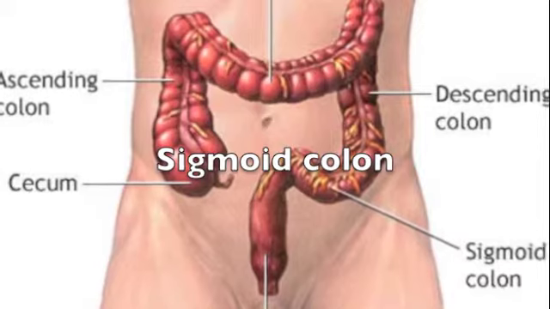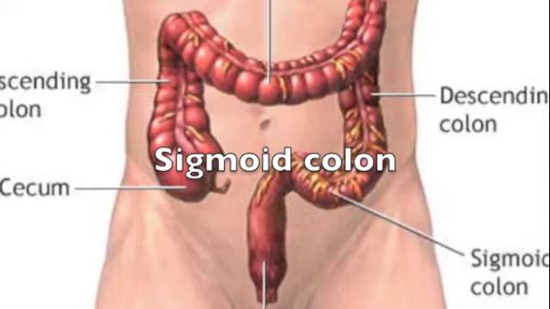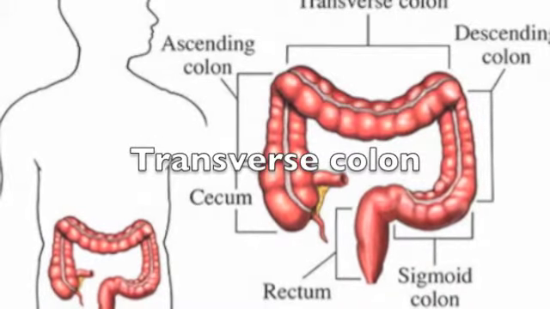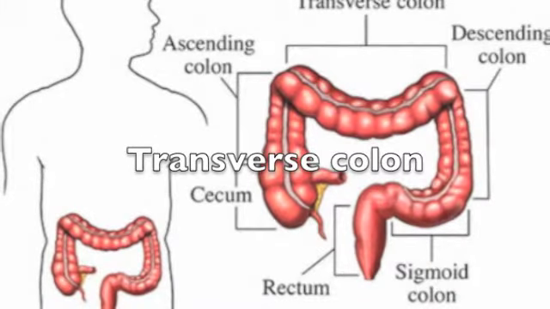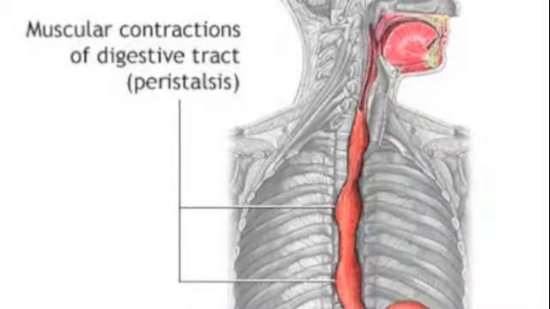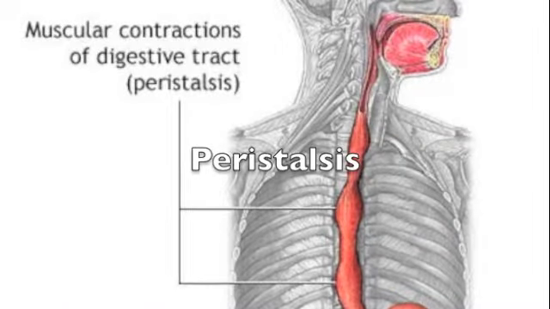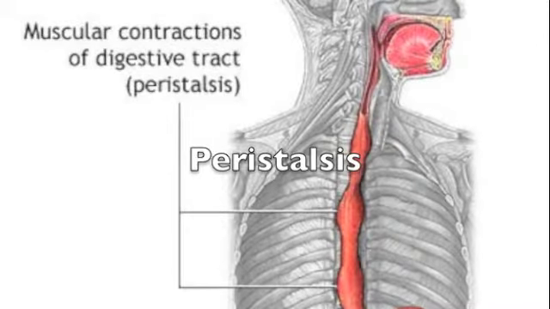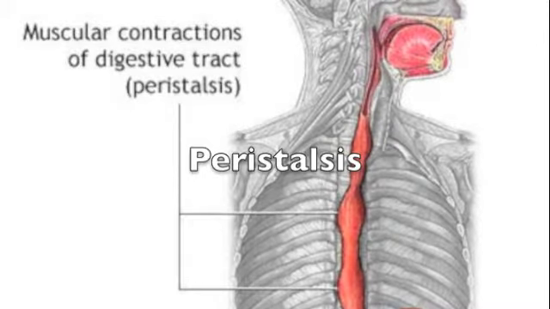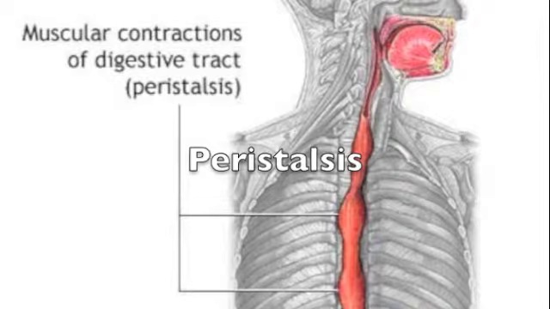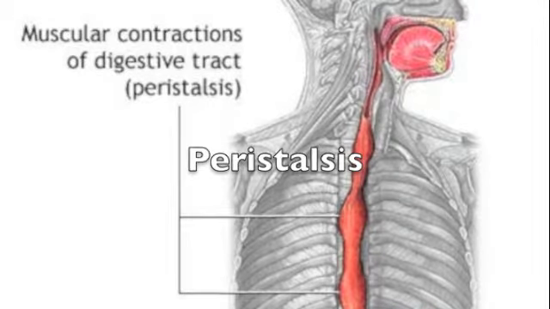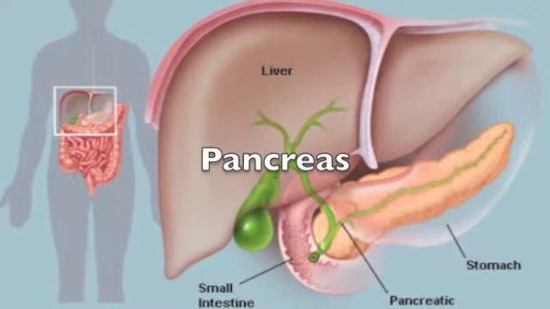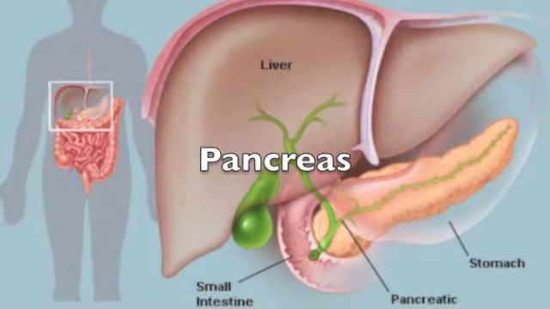The part of the large intestine between the descending colon and the rectum. The part of the large intestine that runs horizontally across the abdomen. Rhythmic muscle movements that force food in the esophagus from the throat into the stomach. An enzyme-producing gland located below the stomach and above the intestines.